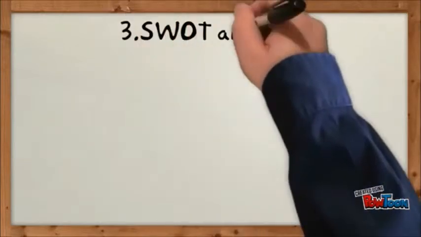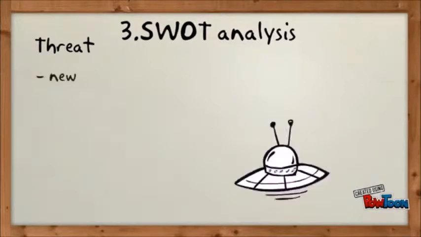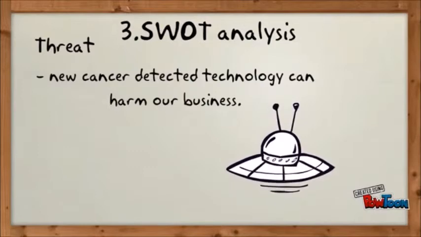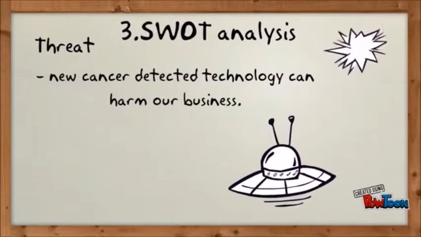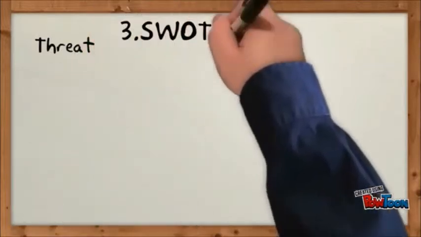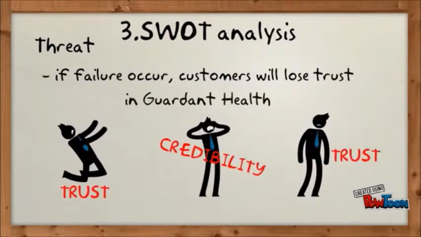And the last of SWOT analysis, threat. We only list 2 threats here. The first one, new cancer detection technology can overcome our business, but this risk is quite low, since it takes time and large resources to start this kind of business. The second one is, when any failure occurs, we can lose our credibility.